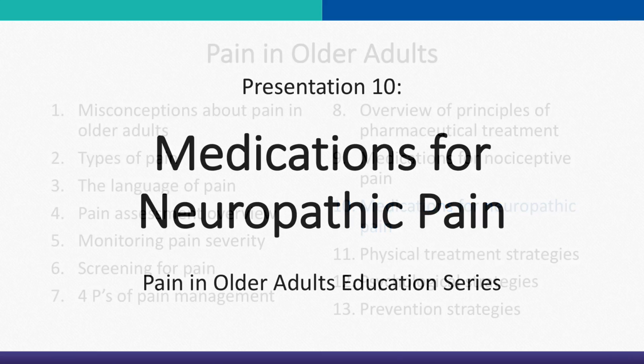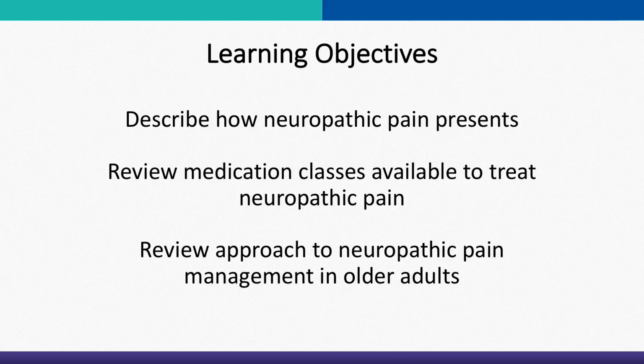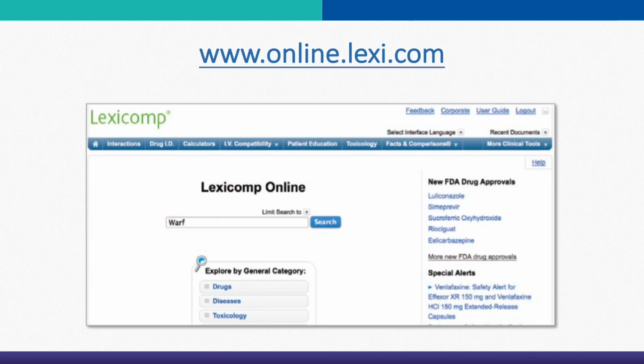In this session, we will discuss medications that can be used to treat nerve pain, also known as neuropathic pain. The learning objectives for this presentation are to describe the typical presentation of neuropathic pain, to review medication classes available to treat neuropathic pain, and how to approach their use in older adults. Refer to LexiComp at the web address on the screen for more information about these medications.